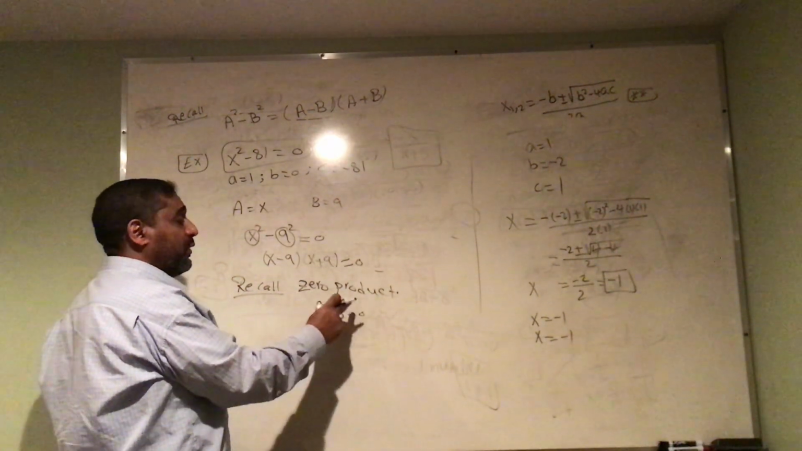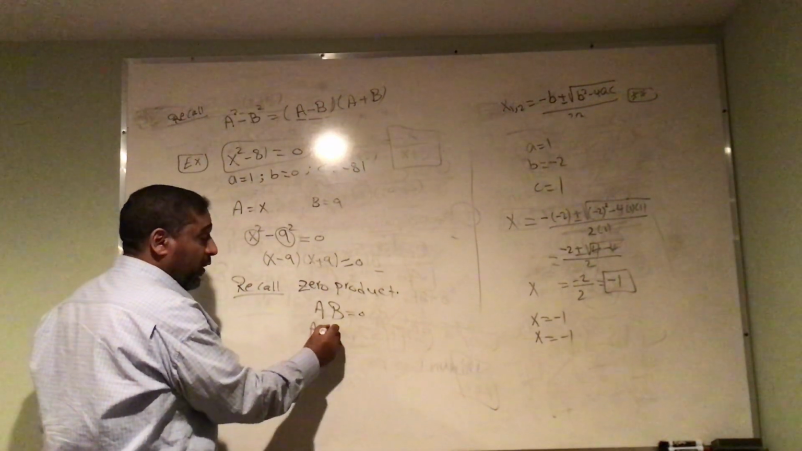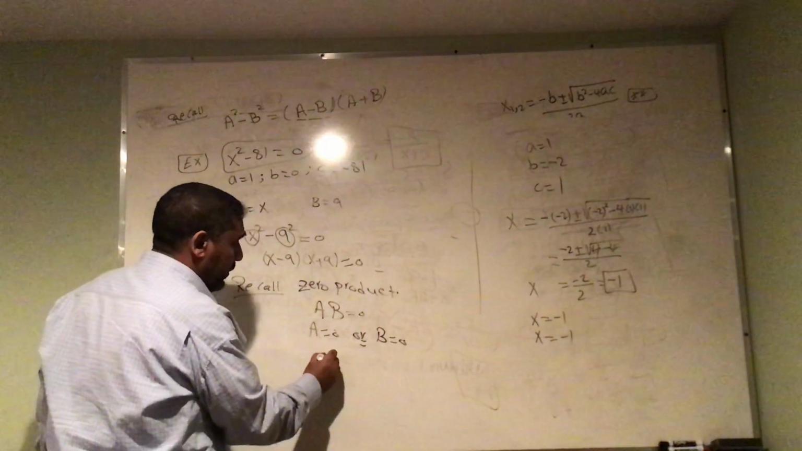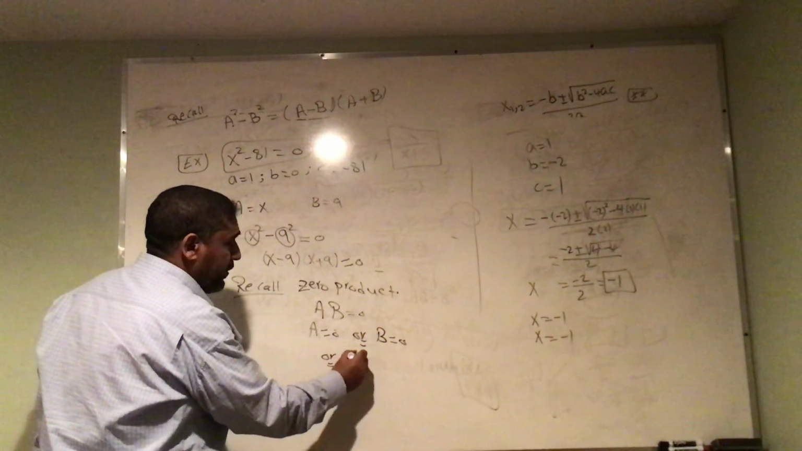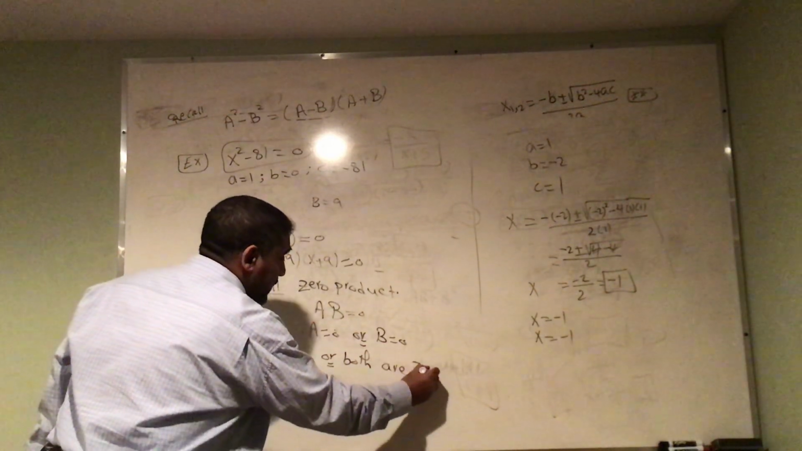So if you have A multiplied by B equals 0, then your A could be 0, or your B could be 0, or both of them could be 0.